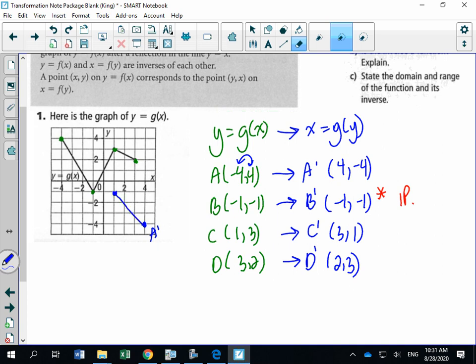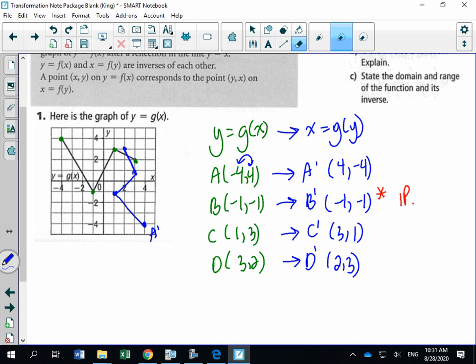So A is going to join to B is going to join to C prime, which is 3 comma 1. And this should be done in a ruler, but I'm going to actually end up erasing this because I want to show you something at the end. So that's why I'm not doing that in a ruler, but you guys will do yours in a ruler. And D prime is 2 comma 3. 2 comma 3 is here.